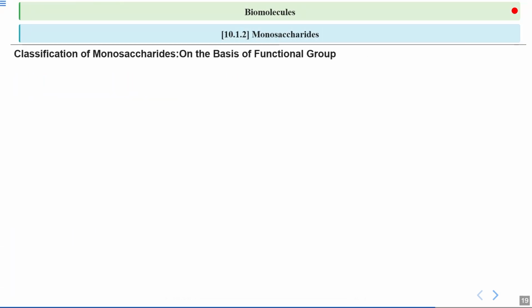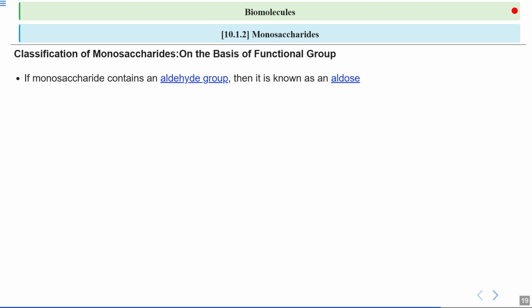Now we will see the classification of monosaccharides on the basis of functional group. First, notice that if a monosaccharide contains an aldehyde group, we call it an aldose. An aldehyde carbon is a carbon atom double bonded to oxygen and single bonded to a hydrogen atom, which is usually found at the end of the molecule. This group is very reactive and influences how sugars behave in chemical reactions. So if it contains an aldehyde group, it is an aldose.